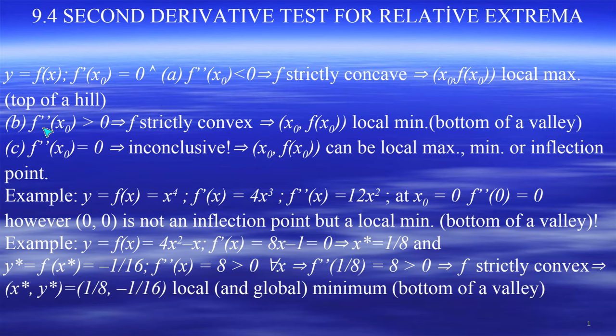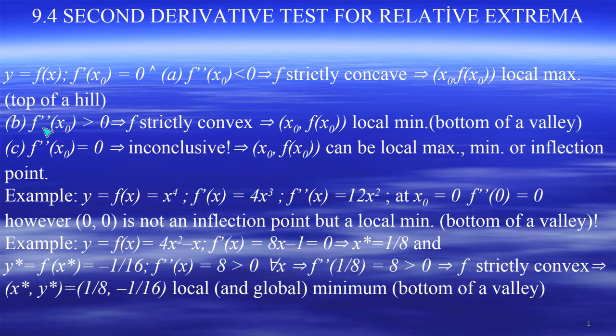Just an example. y equals f of x equals x to the power 4. The first derivative of this function is 4x to the power 3. The second derivative is 12x squared. The first derivative, 4x cubed, becomes 0 when x is 0. So the only stationary point of this function is x0 equals 0, and f of x equals 0 as well. 0, 0, the origin, is the only stationary point of this function.